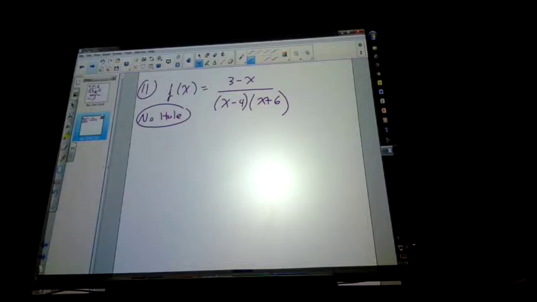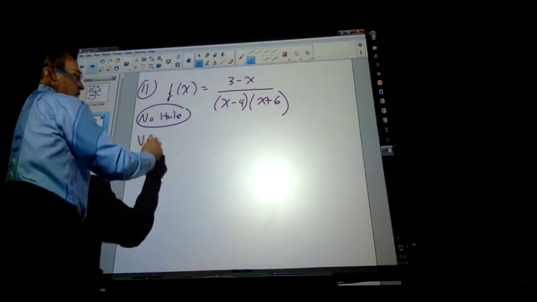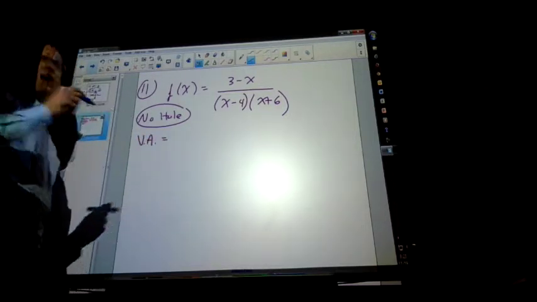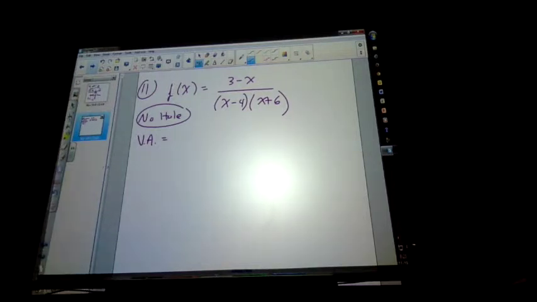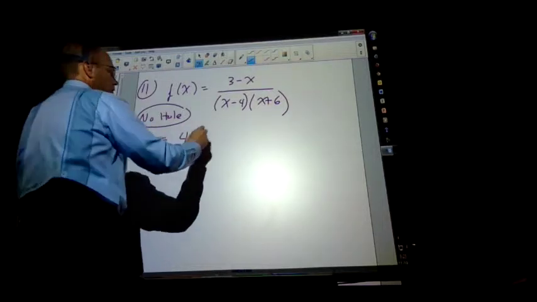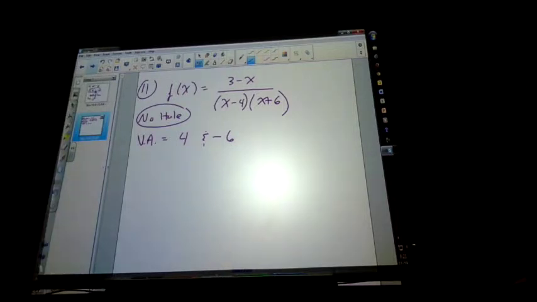So the vertical asymptote is where the denominator is equal to 0. What values would make our denominator equal to 0 right now? 4 and what? 4 and -6. Okay? So those are vertical lines that are drawn.